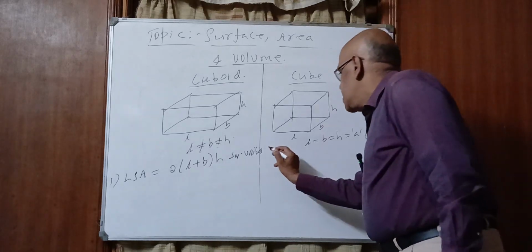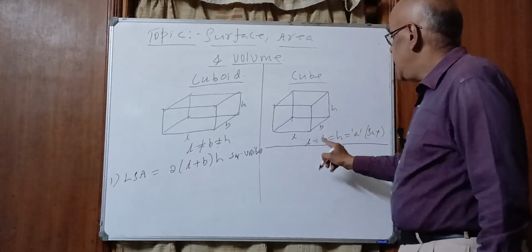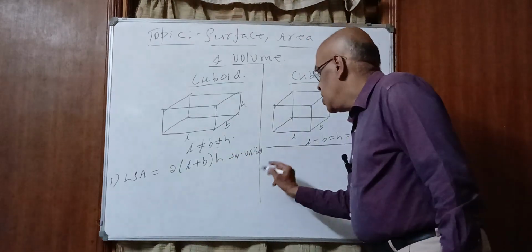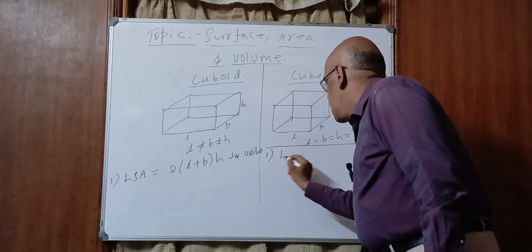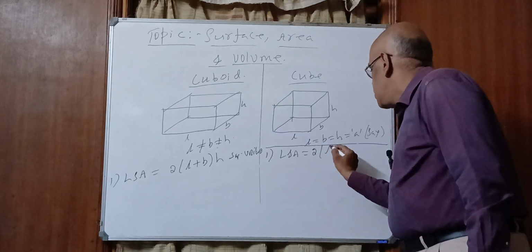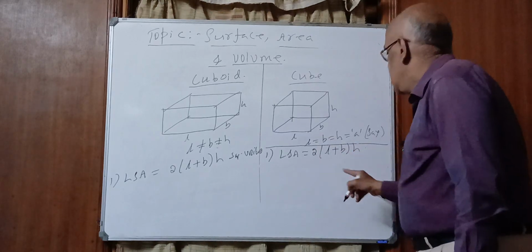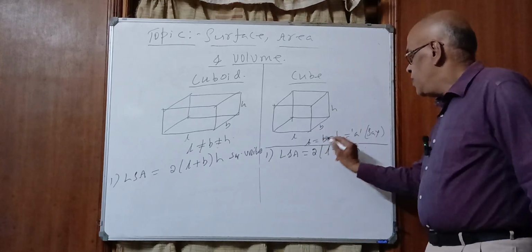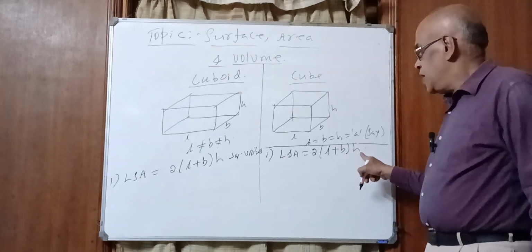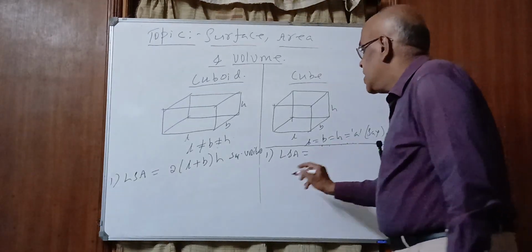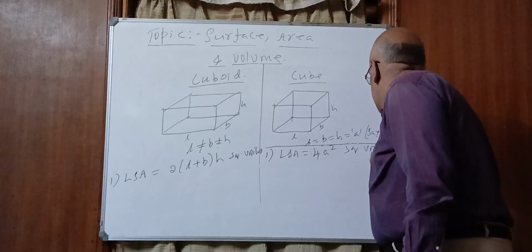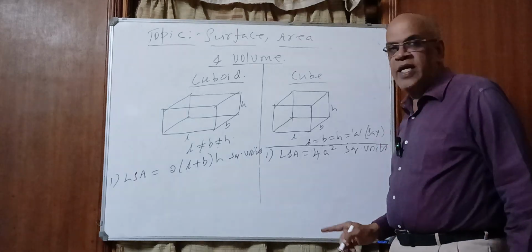That's it. Come here children. In a cube, I said length is equal to breadth is equal to height, let us say A. In place of L, B, H, you put A. LSA, lateral surface area. See, I'll write it and show you. 2 into (L plus B) into H. Here you put L is equal to A, B is equal to A, H is equal to A. A plus A, 2A. 2A into A, 2A square. Into 2, 4A square. So what is the lateral surface area of a cube? 4A square, square units. Easy, isn't it children? LSA.